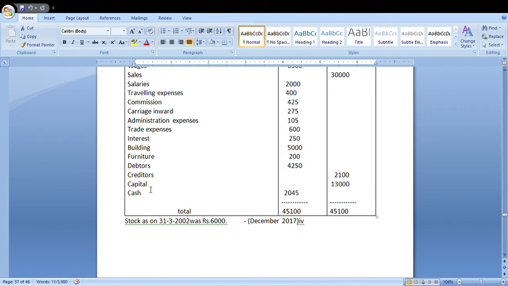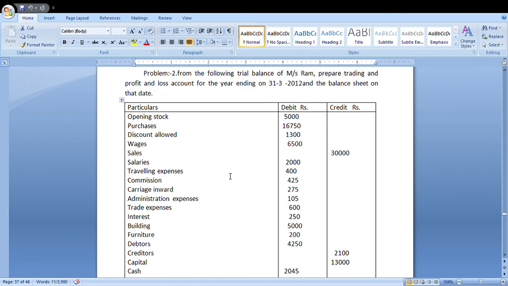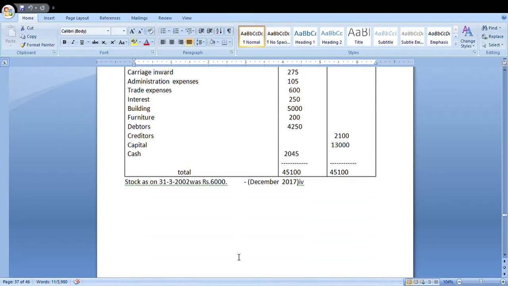Capital is also entered on the liability side. Cash is an asset, entered on the asset side of the balance sheet. These are all the items given in the problem. Next, outside the problem, stock as on the closing date. This is the closing stock.